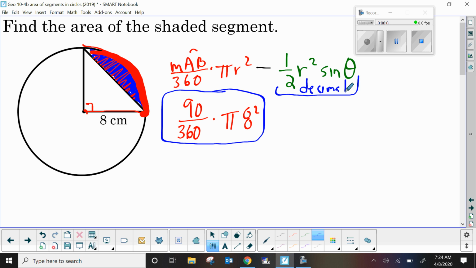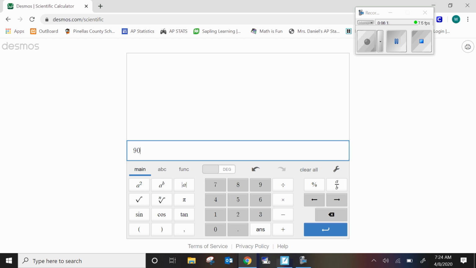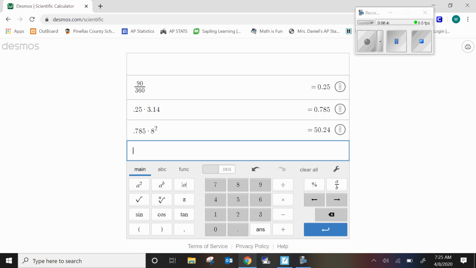All right, so I'm going to take this part right here, 90 over 360 times pi r squared. Go into the calculator. Here we go. All right, 90 divided by 360 gives me 0.25. 0.25 times 3.14 for pi gives me 0.785. 0.785 times 8 squared, and there's my answer, 50.24.